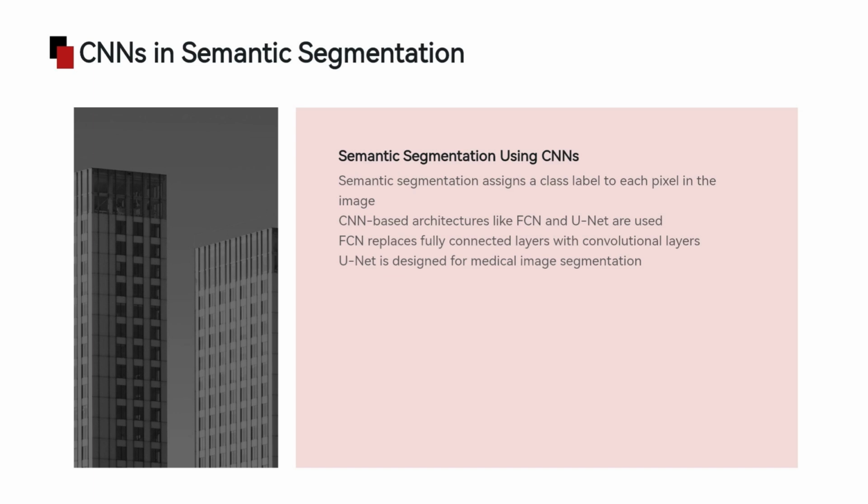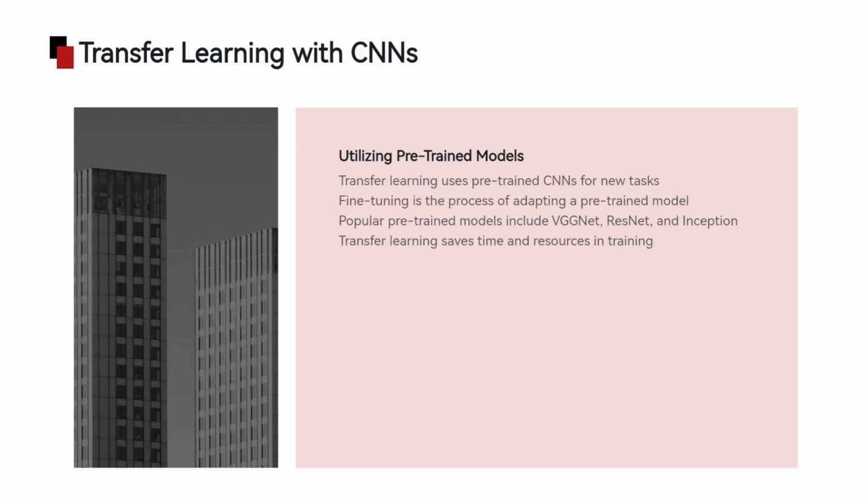UNet, another popular architecture, was specifically designed for medical image segmentation. It uses an encoder-decoder structure with skip connections, allowing the network to retain high-resolution features from the input image and produce accurate segmentation maps. Transfer learning is a powerful technique for applying pre-trained CNNs to new tasks.